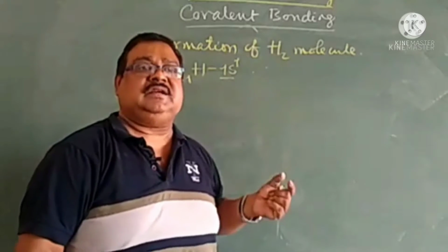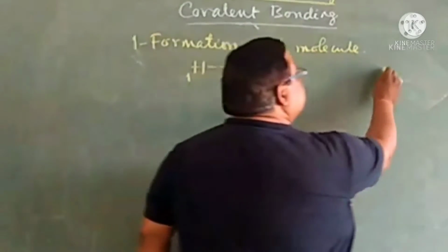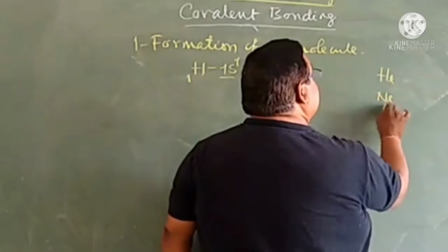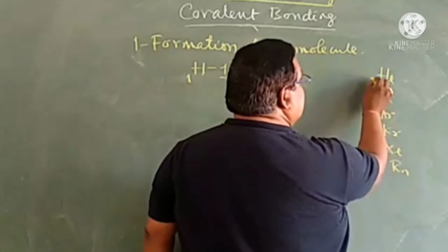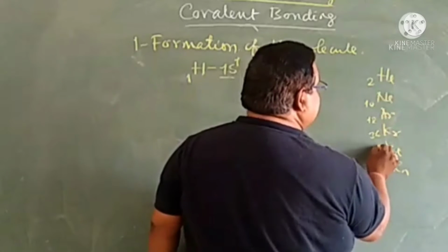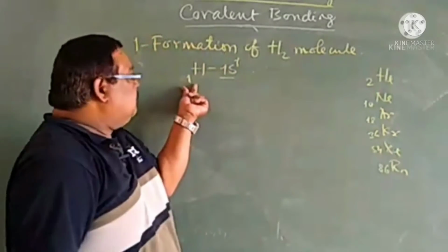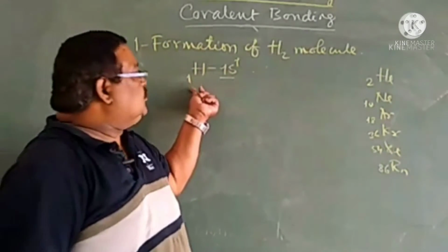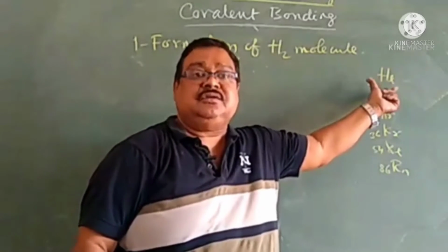How many more electrons are needed to become the nearest inert gas? What are the inert gases? Helium, neon, argon, krypton, xenon and radon. Atomic numbers 2, 10, 18, 36, 54 and 86. Now atomic number 1, hydrogen, is closest to its nearest inert gas helium, which contains 2 electrons.